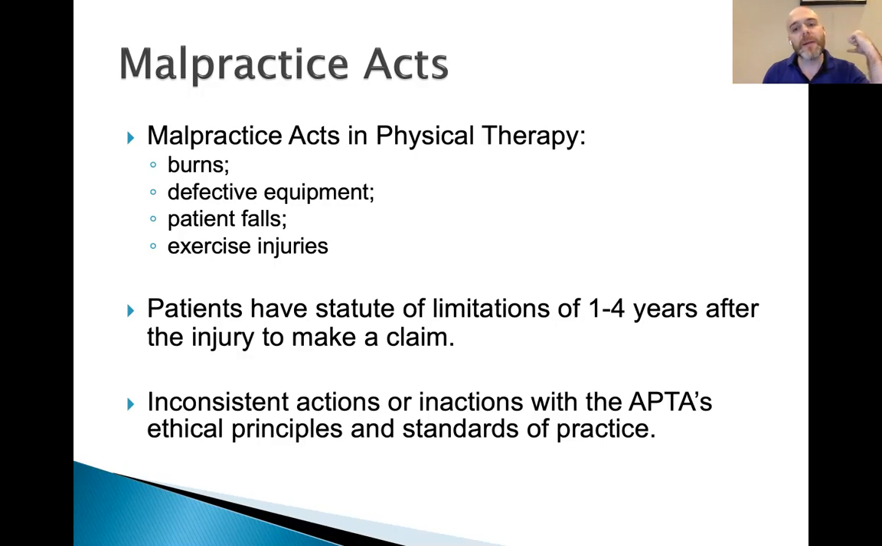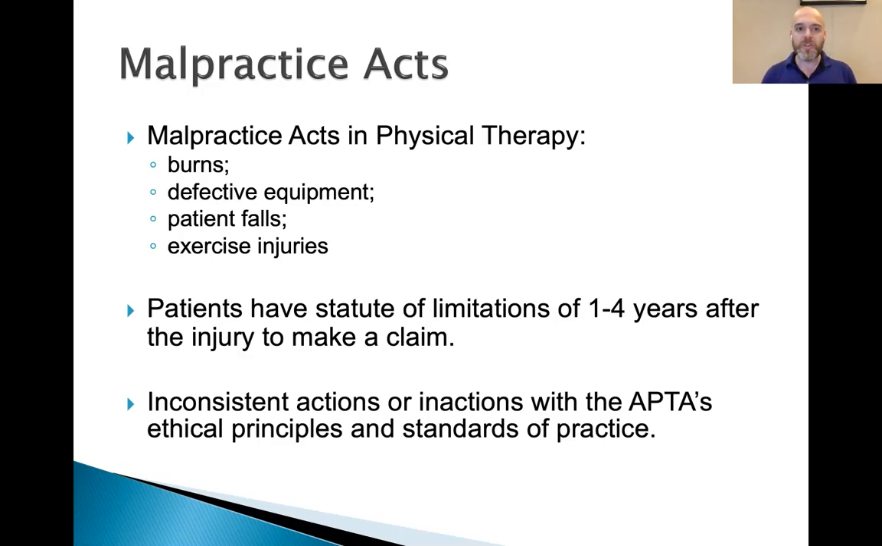Patients have a statute of limitations of when they can make a claim on the injury. It's different with different states. So that's why this says 1 to 4 years. But if you don't know what a statute of limitations means, let's just say the statute of limitations in Texas was 4 years.